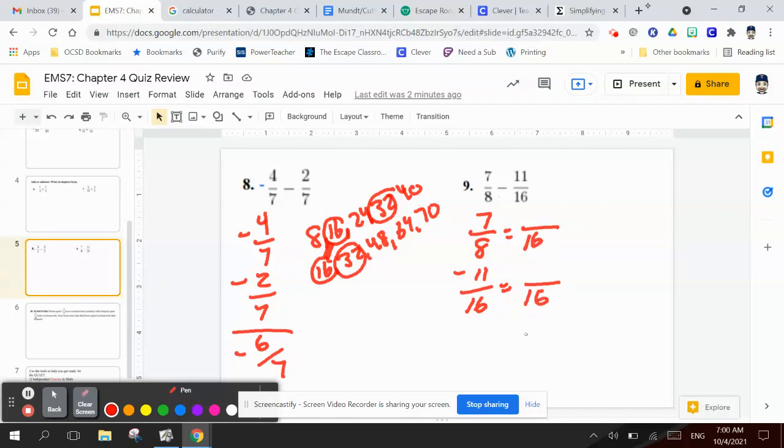So now we make two equivalent fractions. 8 times what number is 16? Well, that's 2. So I multiply the top number by 2. So 7 times 2 is 14. 16 times 1 is 16, so I multiply the numerator by 1. 11 times 1 is 11. And now I subtract 14 minus 11, since I have a common denominator, which is 3. 16 is my denominator. It does not change.